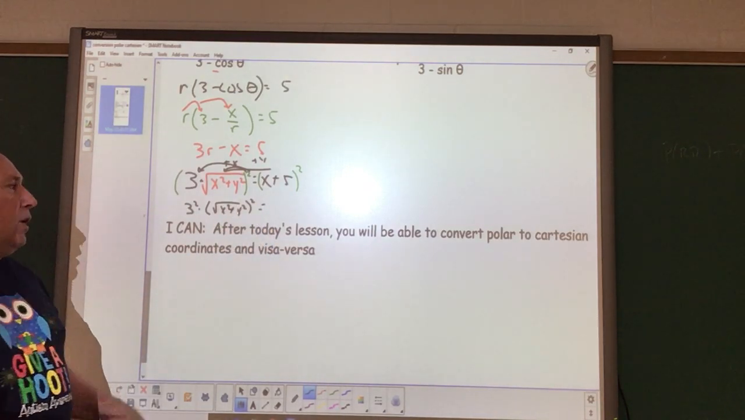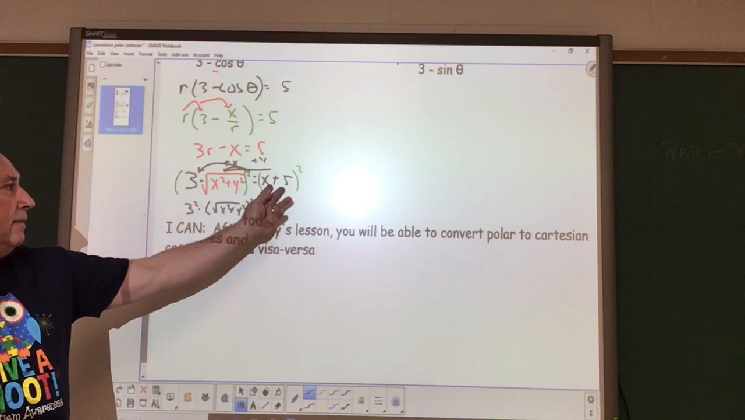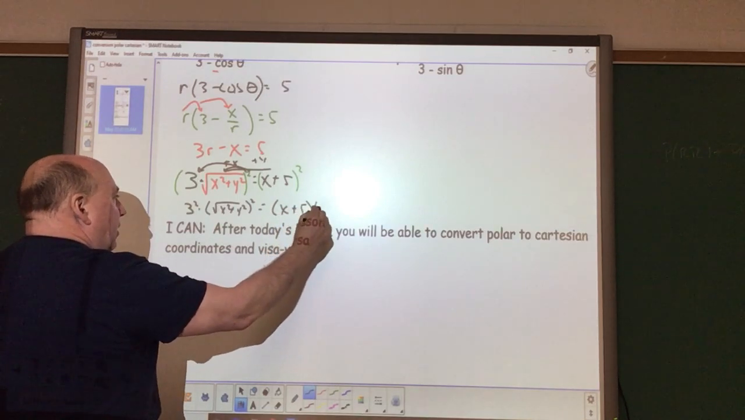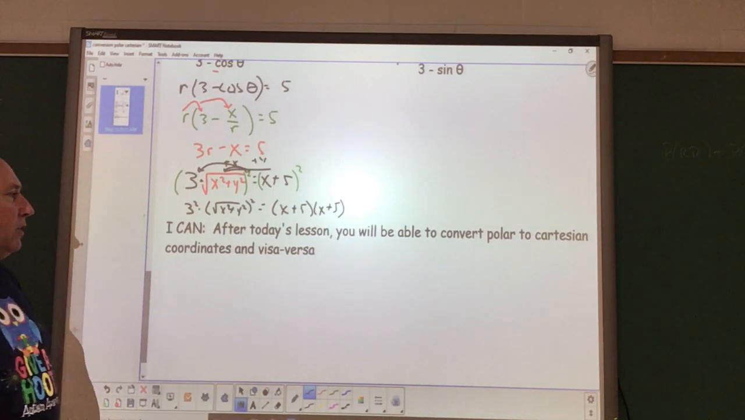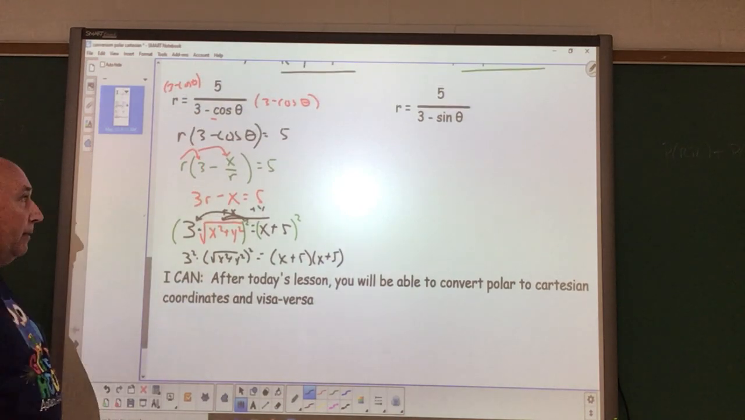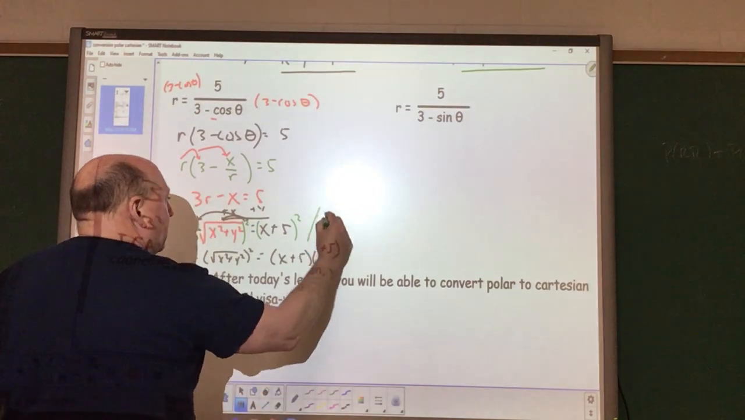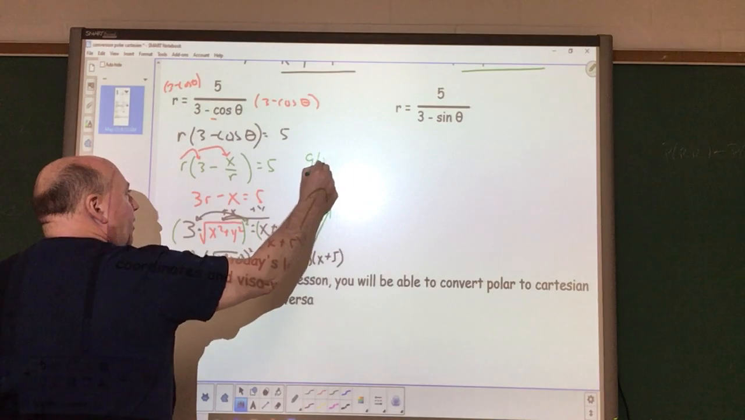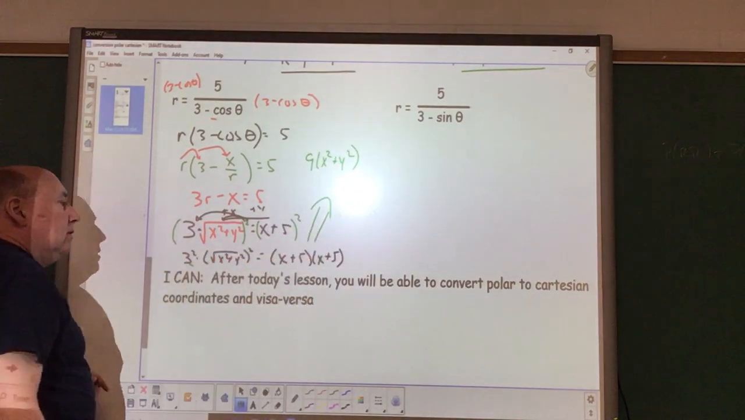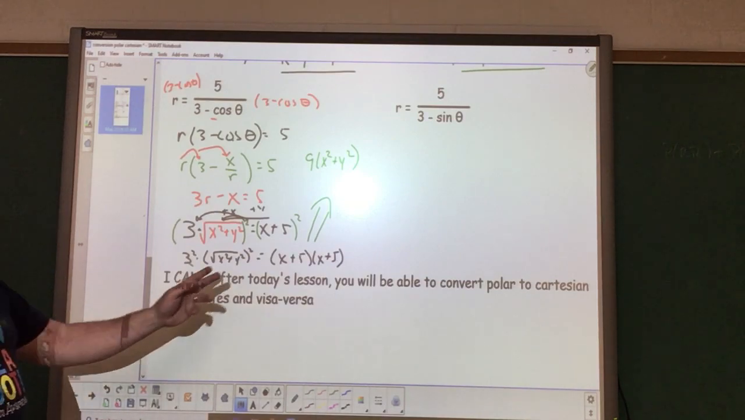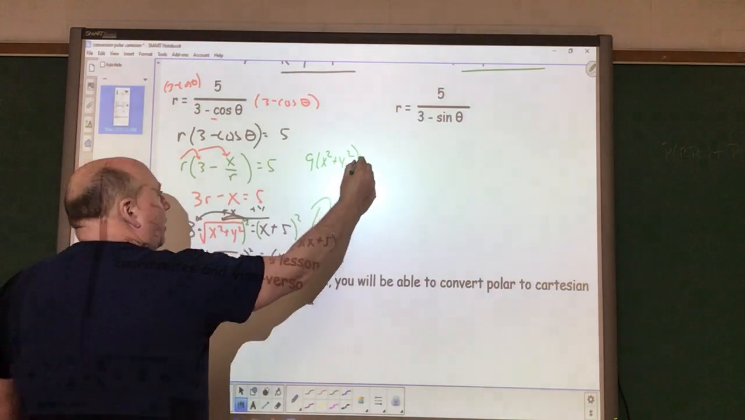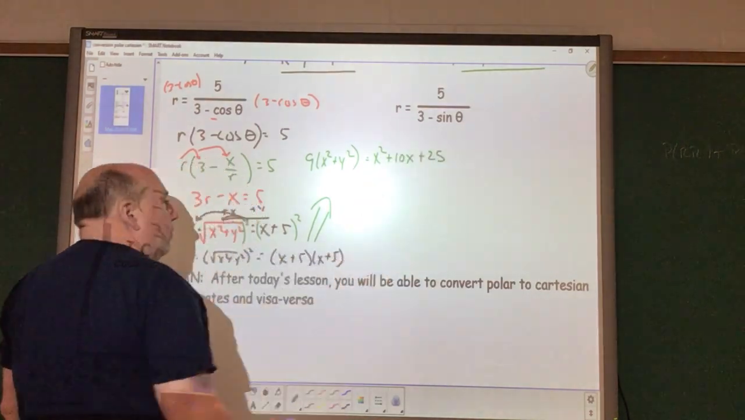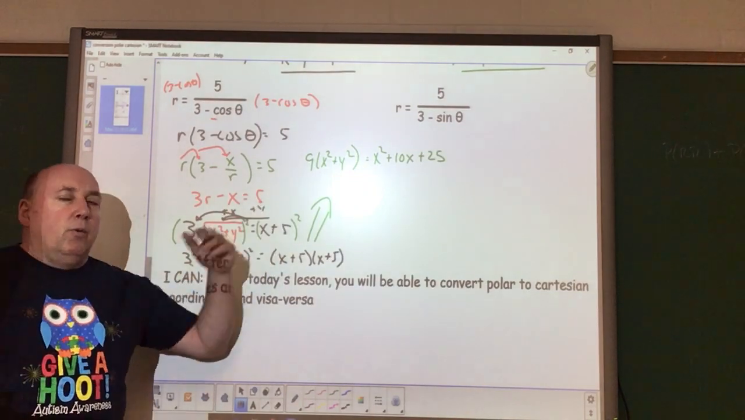On the right-hand side, we don't have that luxury because we have addition in there. So what we have to do is FOIL this out, which is x plus 5 times x plus 5. So what we are left with is 9 times x squared plus y squared is equal to, now we have to FOIL this out, x squared plus 10x plus 25. Remember, we can't just square both of our terms. We have to FOIL this out.